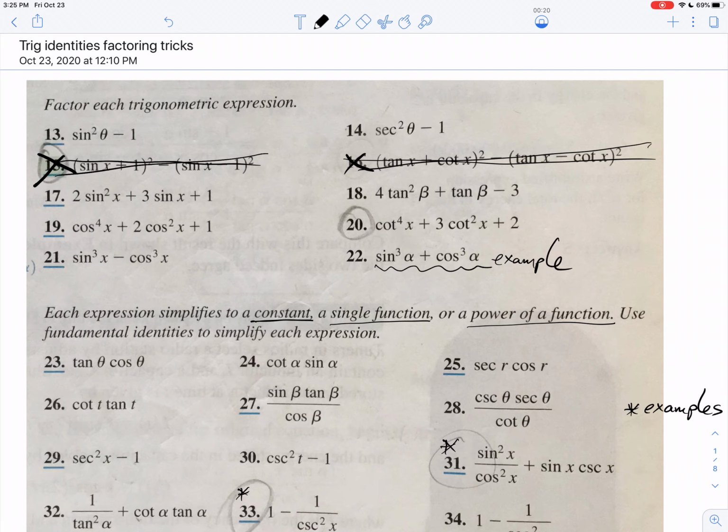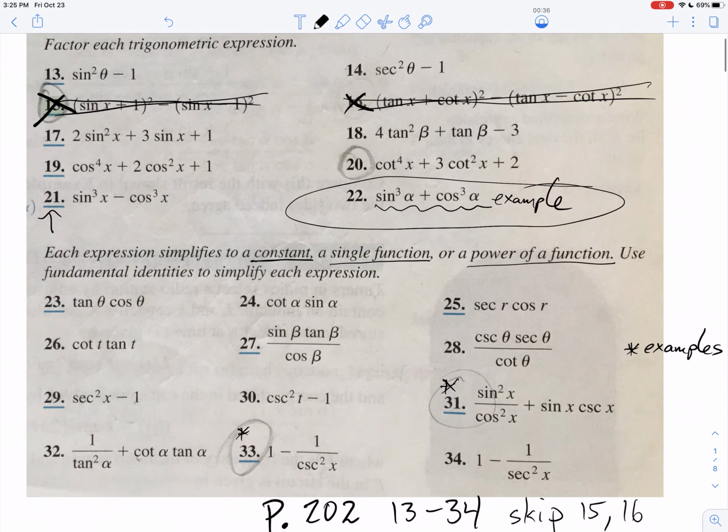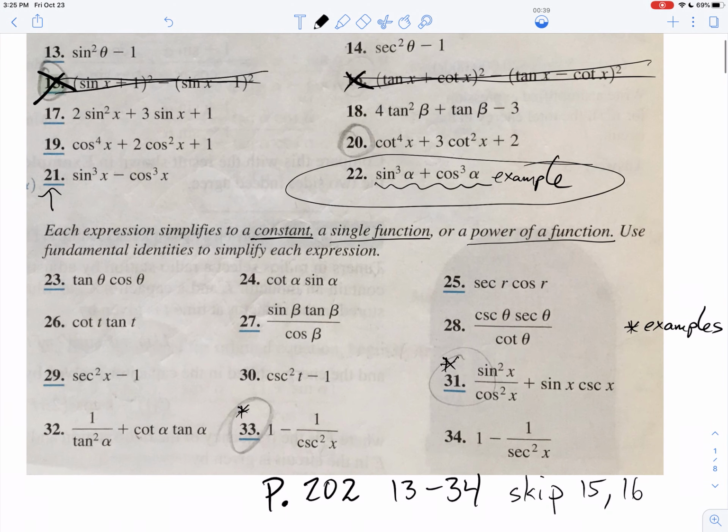And then problem number 22 here, just so you know, I'm going to do this one as an example because if you look next to it, right here, you will see that there is something very similar to it I would like you to attempt. But you'll also see I have this other section here. So what I'm going to ask you guys to do when we're done is, this is from our book, page 202, 13 to 34. We're going to skip 15 and 16. Those are the ones I have crossed out. And then you'll see I've done some as examples.